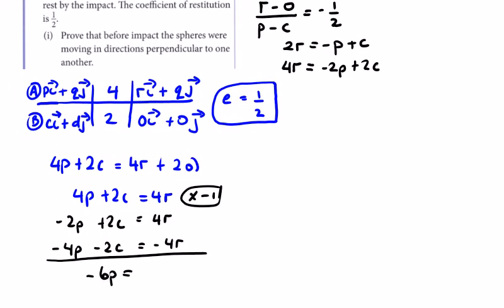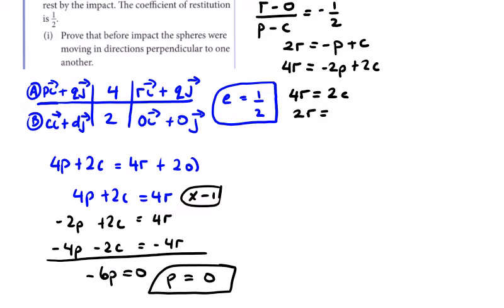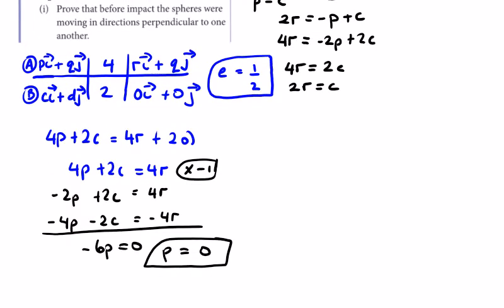Minus 6P is equal to 0, so P is equal to 0. So will that help us? P is equal to 0, 4R is equal to 2C, 2R is equal to C. And if 2R is equal to C, so we just write this out again. We now have P is 0, 0i plus Qj.